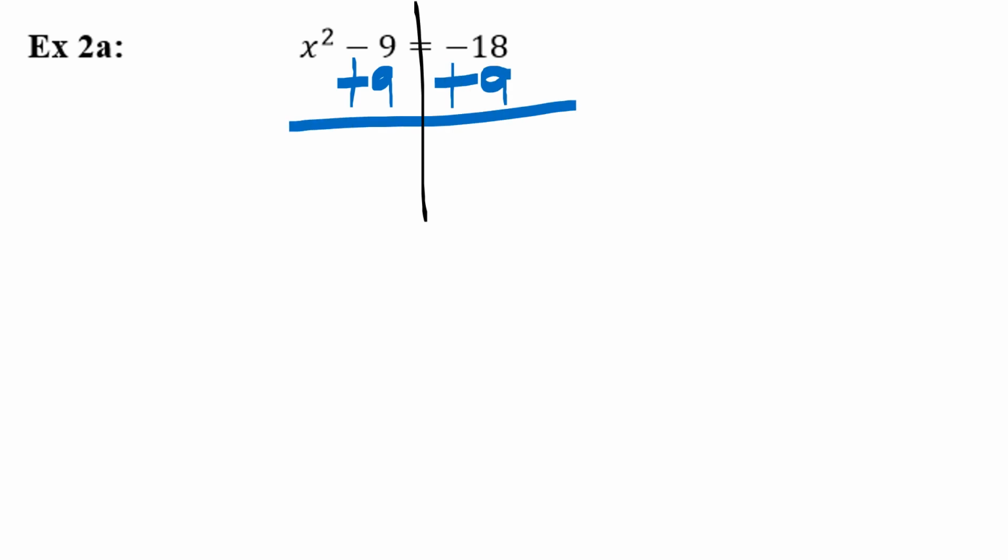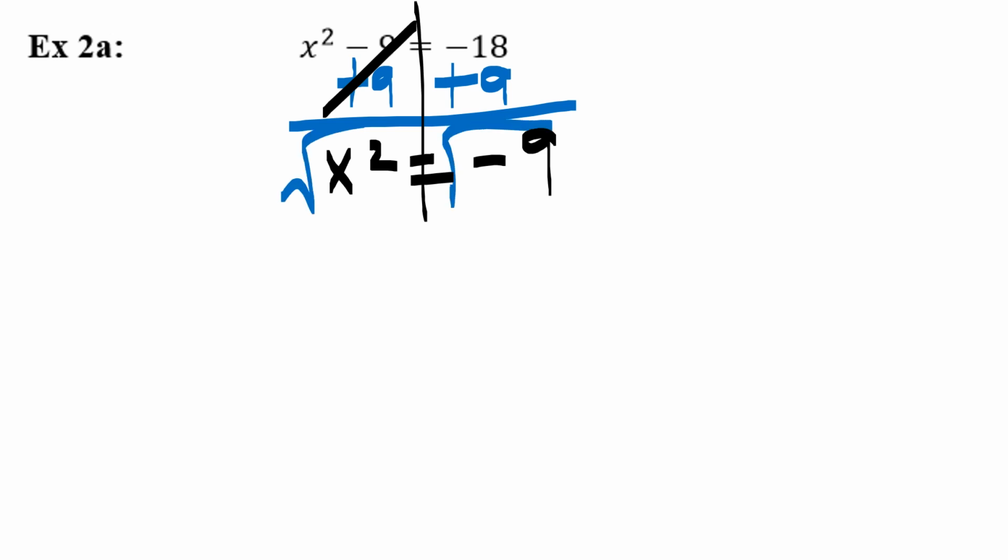So the negative 9 plus 9 will cancel. We bring down x squared equals negative 18 plus 9, which is negative 9. Now, to get rid of the square, we take the square root of both sides. On my left, we're left with just x. On the right, this is where it becomes a little more interesting because now we have a negative 9. So I'm going to take this to the side to show you something.